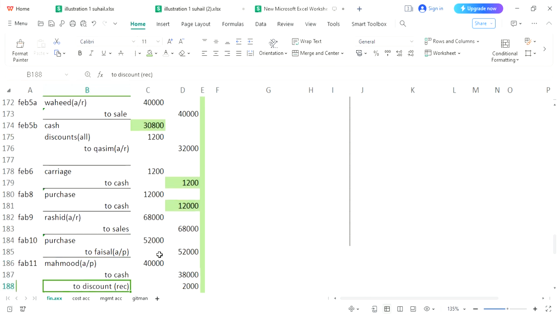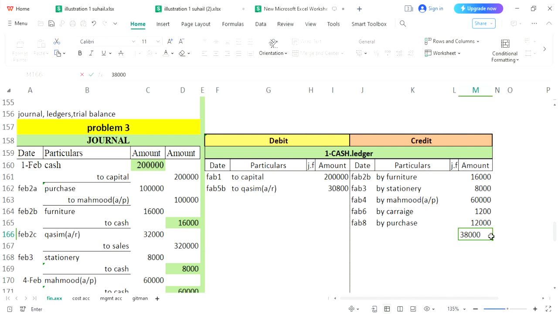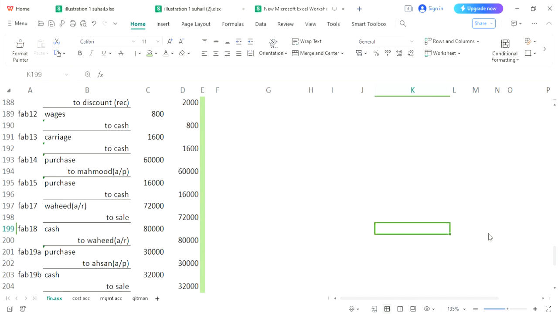Again start your search for cash and we will go down and we see cash. Okay, cash again arrived on February 11. 38,000 is credited. We will go to the credit side and we'll write 38,000 in credit column. It's now time to see its reference of 38,000.